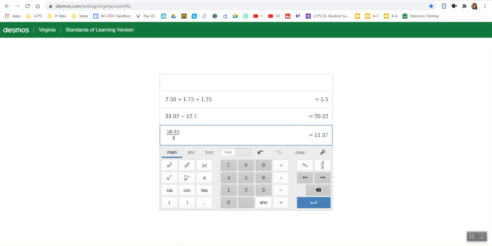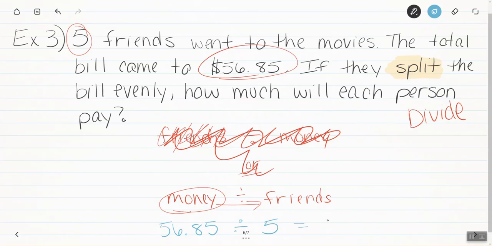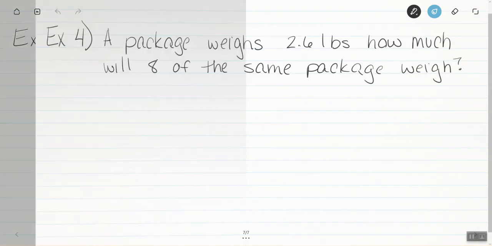$11.37. So coming back to our notes, we can document that. Remember to put the dollar sign. $11.37 should be our answer for this problem. That's how much every single person will pay when they go to dinner. Or not, to the movies. Okay, last one. Copy this one into your notebook.